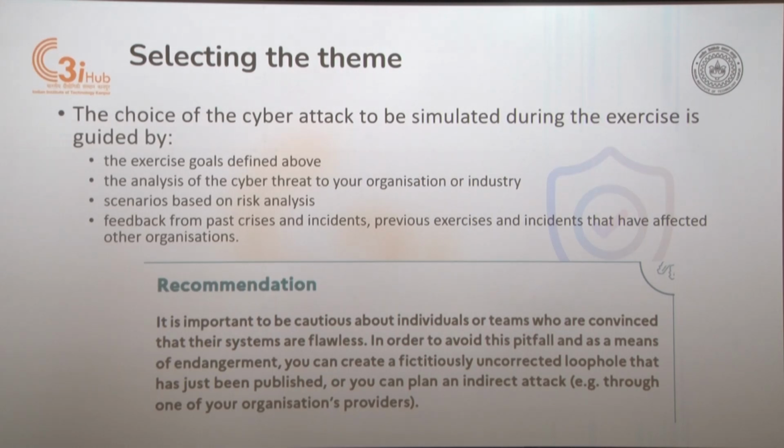Now, what theme are you going to take? Are you going to make a theme on a ransomware attack? Are you going to make a theme of data leakage, or an industrial accident induced by a cyber attack, or something like a DDoS attack or malware attack, etc.? So you have to decide what theme you are going to do, and to decide on the theme there are several things that people would have to consider.